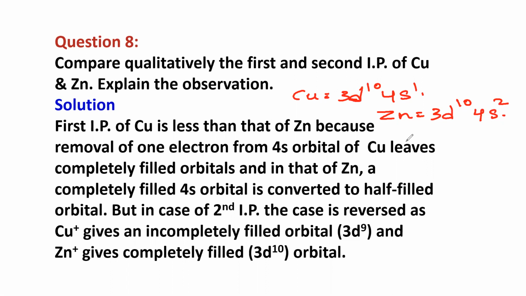But in case of second ionization potential, the case is reversed, as Cu+ gives an incompletely filled d orbital, that is 3d10, and the zinc ion gives a completely filled 3d10 orbital. So we have to see the electronic configuration for answering this type of question. That's why electronic configuration, which we discussed in the last chapter on atomic structure, is a very, very important concept. Next.